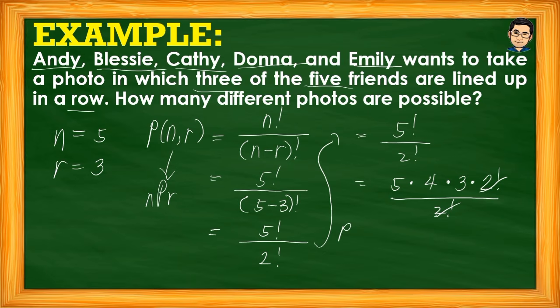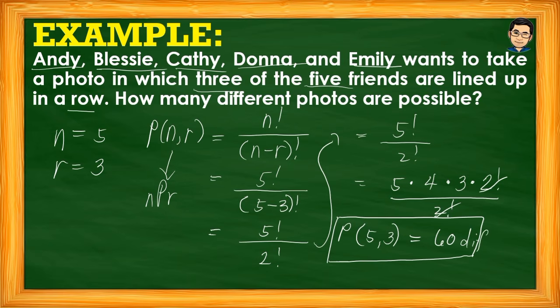So, sulat po natin dito, 5P3 equals 60. So, ibig sabihin, ito po ang bilang ng paraan para mag-take ng picture yung mga magkakaibigan nyo. So yung 5 magkakaibigan na yon, magla-lined up sila para kumuha ng photo, kaya lang, tig-tatlo. So, pwede nilang gawin yon in 60 ways. So, 60 different photos. Pwede nating isulat dito, 60 different photos. So, ayan.